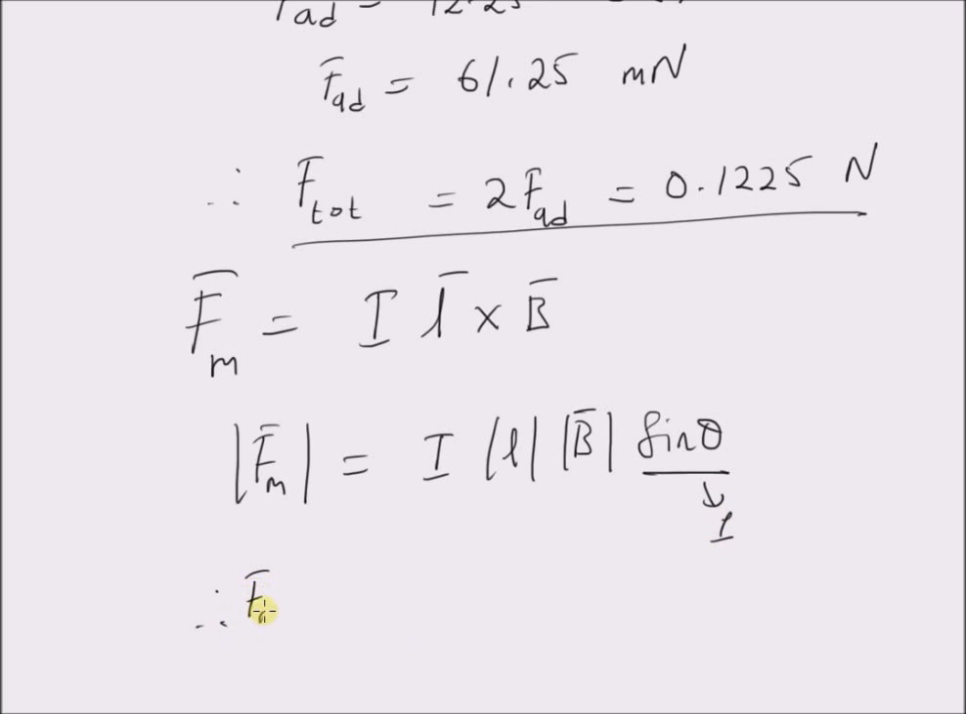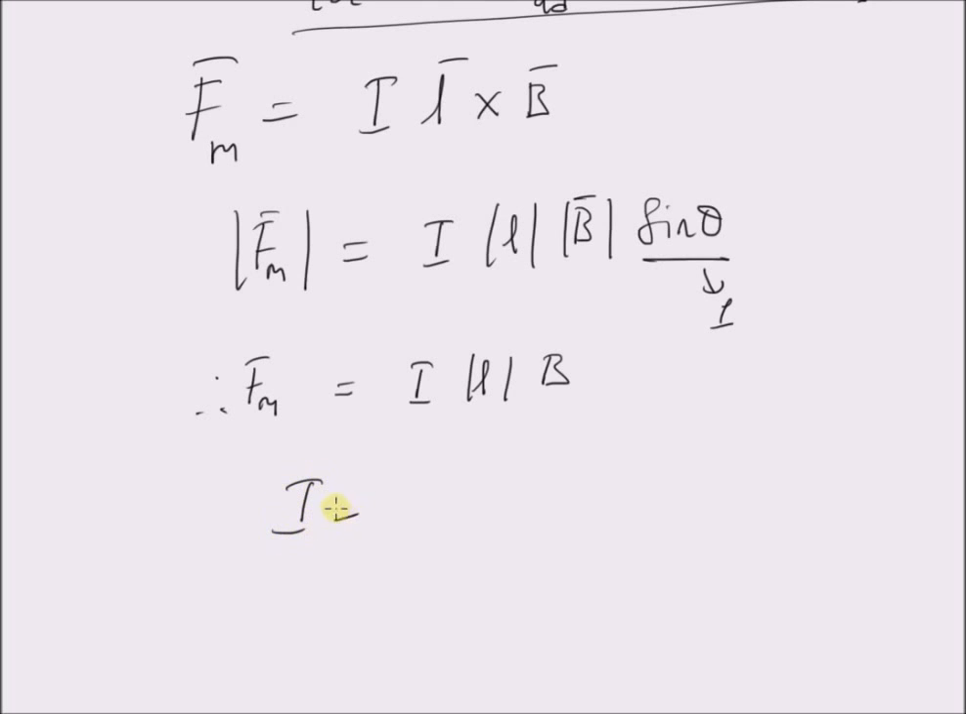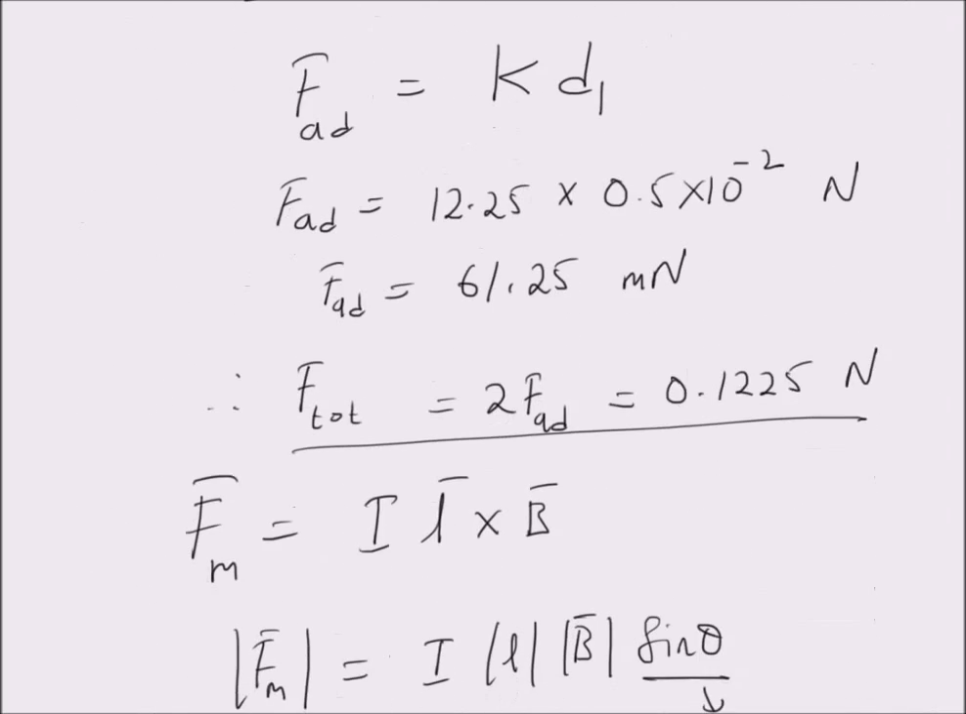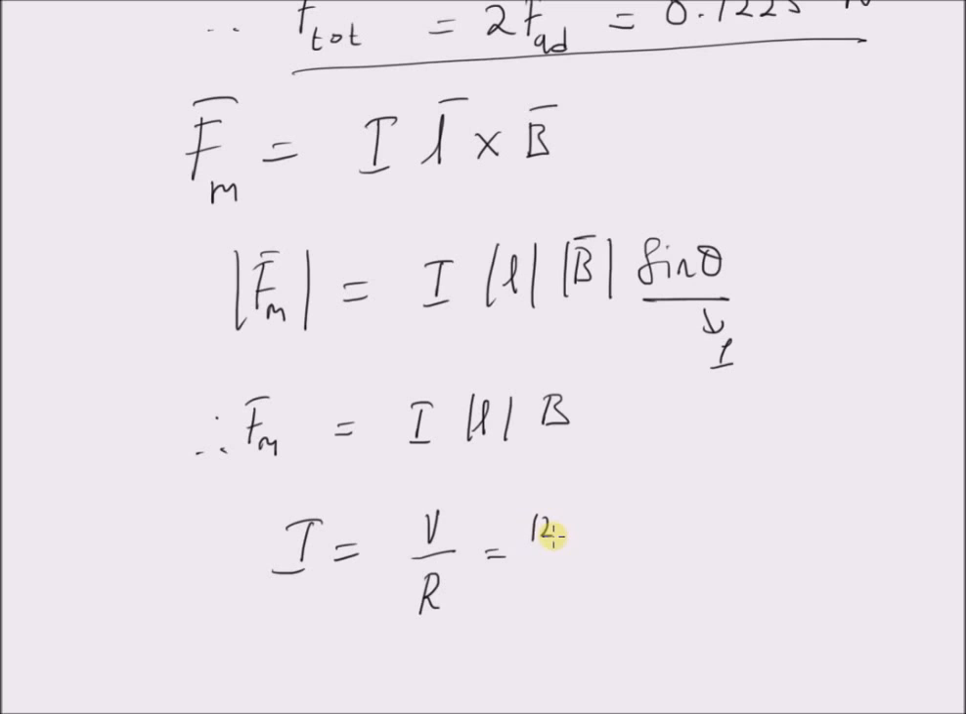Therefore, Fm is equal to the magnitude of Fm bar, which is equal to I times the magnitude of the length and the magnitude of the flux density B. And the current I in the circuit is clearly given by Ohm's law, which is voltage over resistance. The voltage is given as 12 volts and the resistance is 4 ohms. So the current going through the circuit is clearly equal to 3 amps. 12 by 4 is equal to 3 amps.